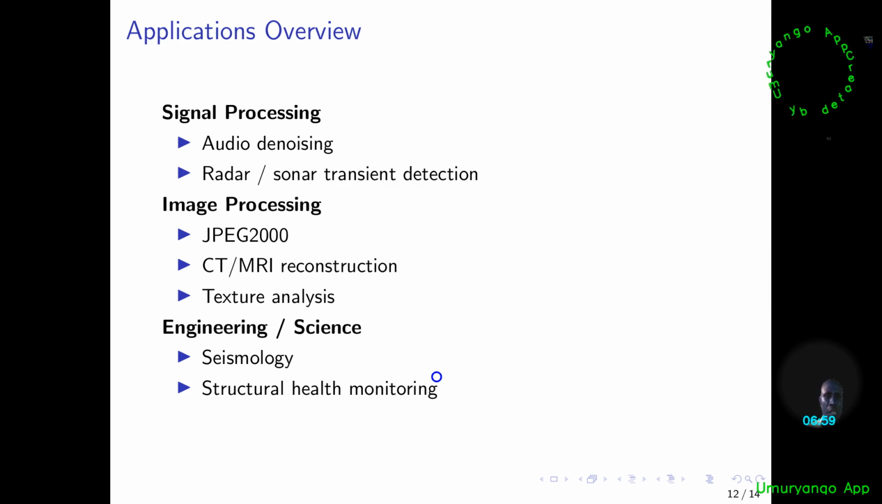Some applications of wavelets can be found, for example, in the signal processing domain, like audio denoising to remove noise in audio signals, radar and sonar transient detection, image processing, and texture analysis. Engineering and science, for example, seismology and structural health monitoring.